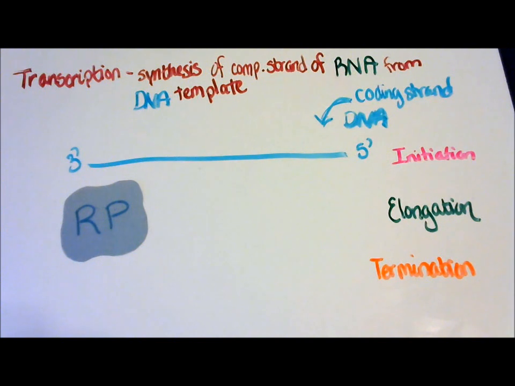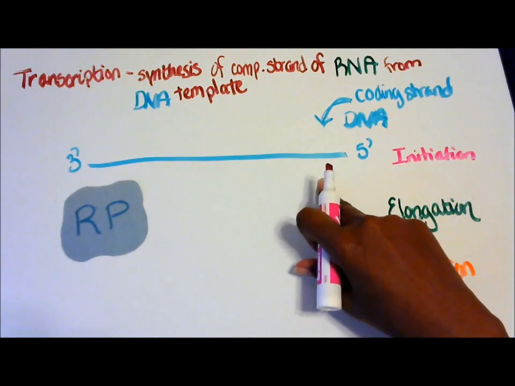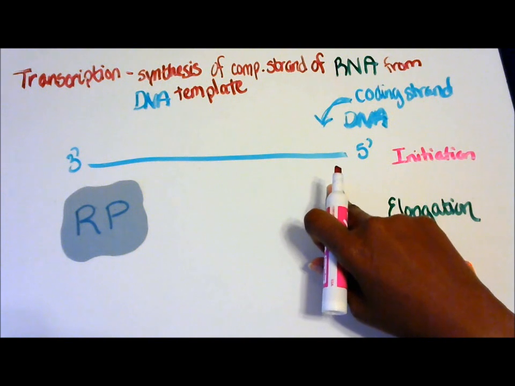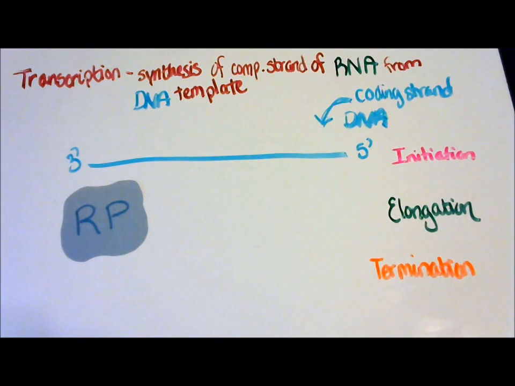Transcription. It is the synthesis of a complementary strand of RNA from a DNA template. So here I have a coding strand of DNA from 3' to 5'. Now, as usual in DNA replication, we have our two enzymes. It's topoisomerase, which straightens the DNA helix, and we have helicase that unwinds the double helix and separates the two strands. Now, in transcription, there are three phases: initiation, elongation, and termination.